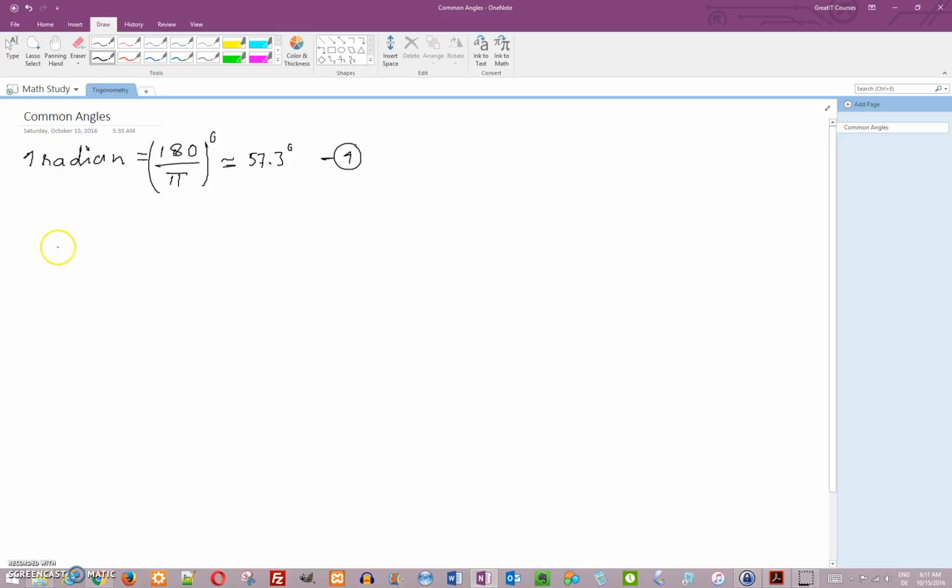Number 2 was 1 degree is equal to pi by 180 radians, which is approximately equal to 0.017 radians. Let's write that down as well, 0.017 radians.